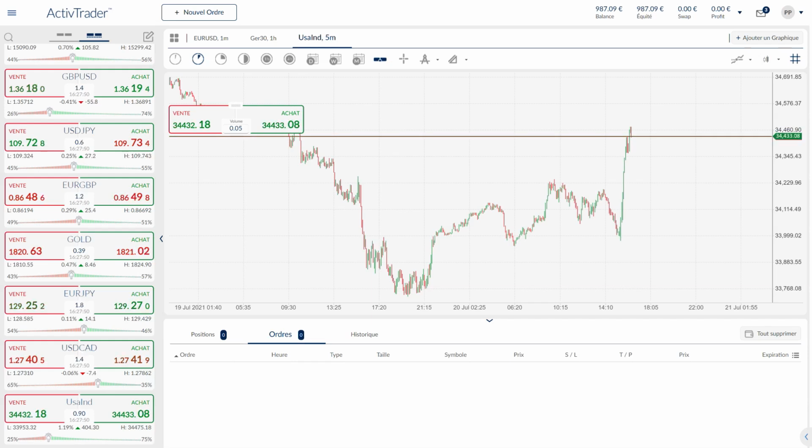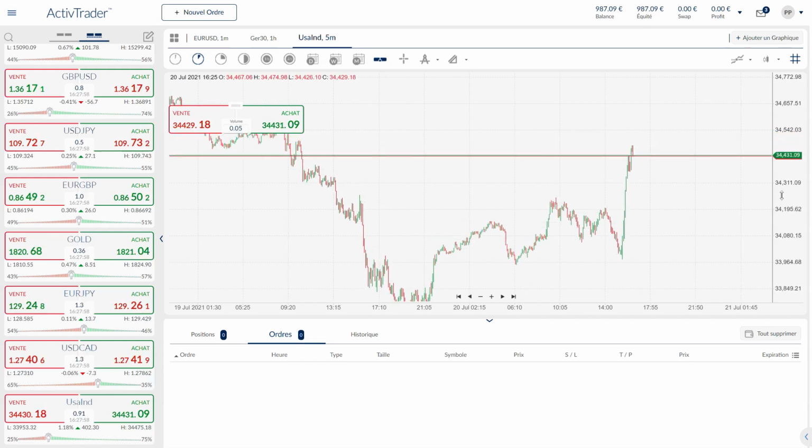Okay, so I've used the demo account in here as a reference because we're going to open some random trades. I really don't care about buying or selling. It's just to show you how order placement works and so on.